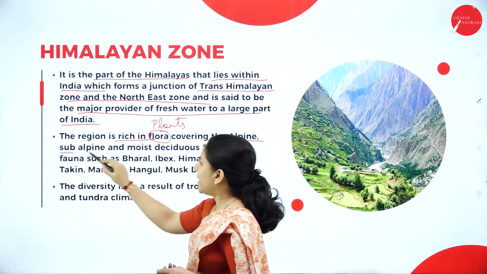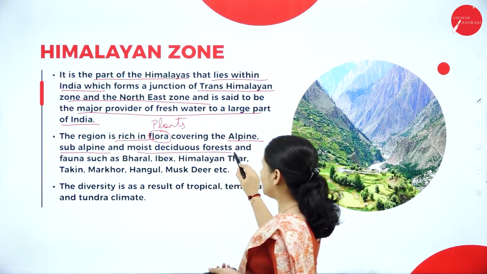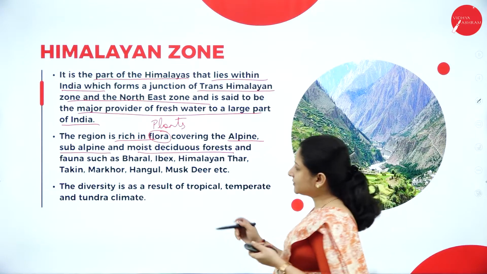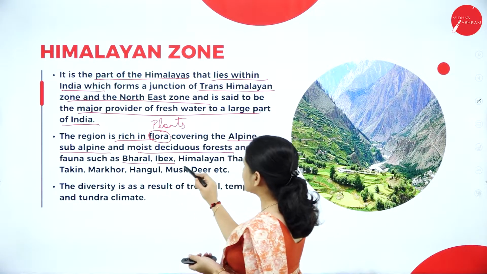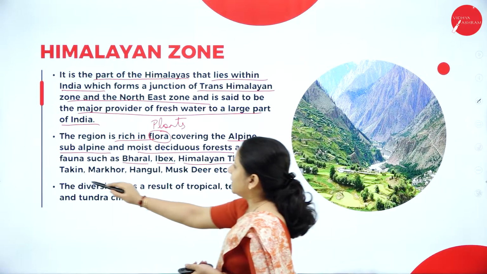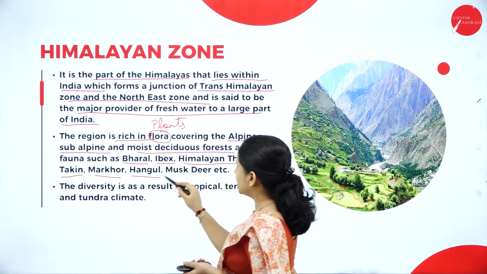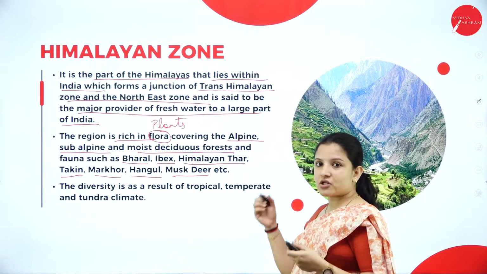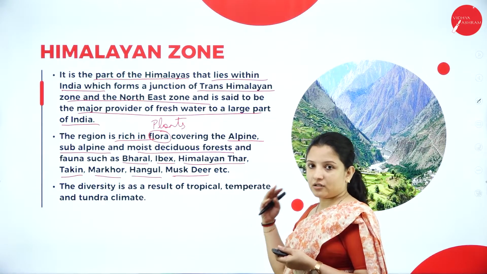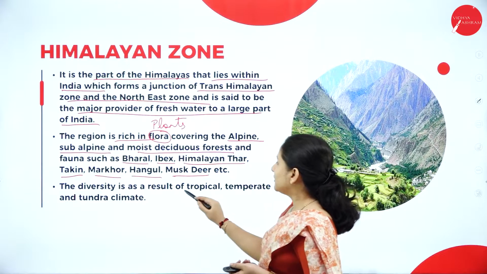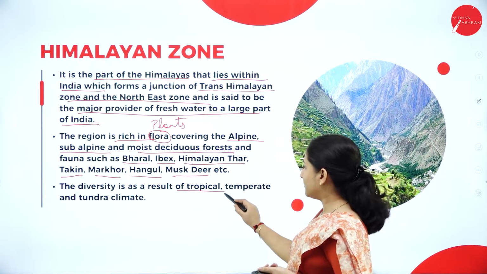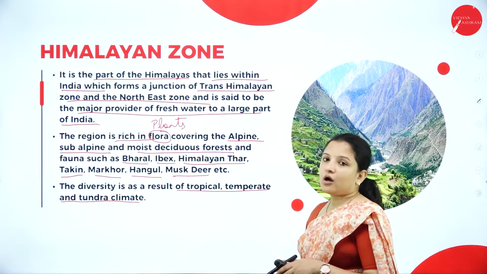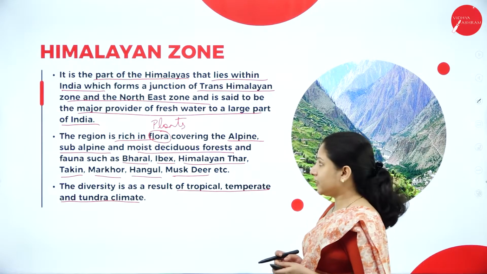alpine, subalpine and moist deciduous forest, and it also has some of the animals such as the burrel, the ibex, the Himalayan tahr, then takin, markhor, hangul, musk deer, etc. And why such a diversity of flora and fauna? Because they lie in the tropical, temperate and tundra climatic regions. So that is why it houses a variety of different plant and animal species.